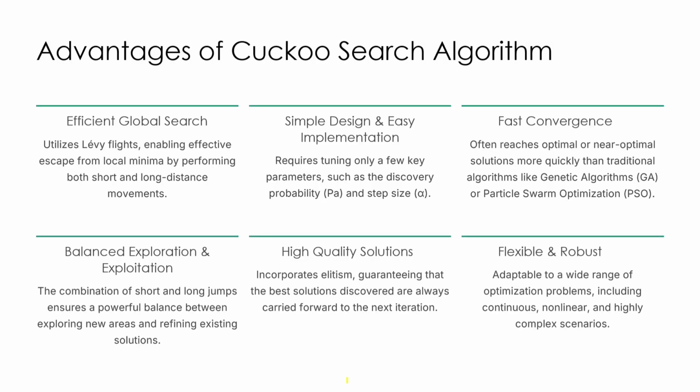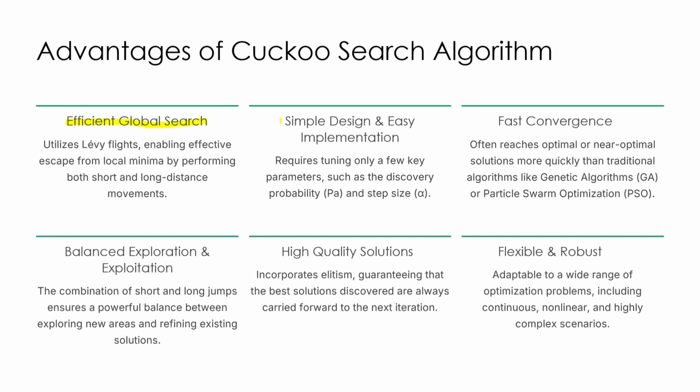Here are the main strengths that make the cuckoo search algorithm so effective. The first advantage is its efficient global search. The cuckoo search algorithm explores the entire search space very effectively. Because of Levy flights, it can make both small moves and sudden big jumps, helping it escape from bad local solutions and continue searching for the best one.